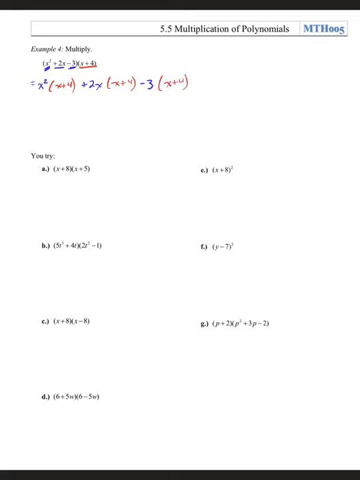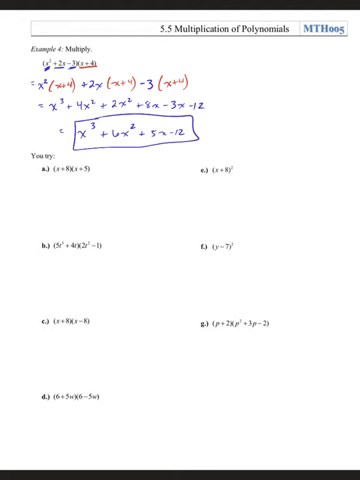Now we can do all these distributions. So we have x to the third power plus 4x squared plus 2x squared plus 8x minus 3x minus 12. And then combine like terms to give us x cubed plus 6x squared plus 5x minus 12. And that would be our answer for this one.